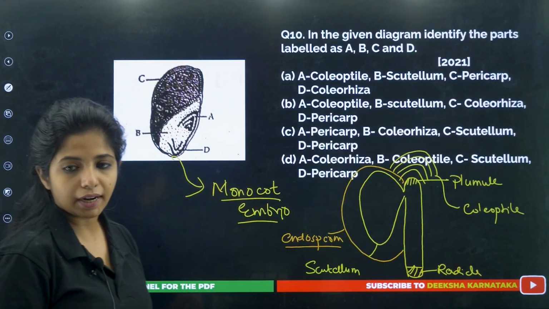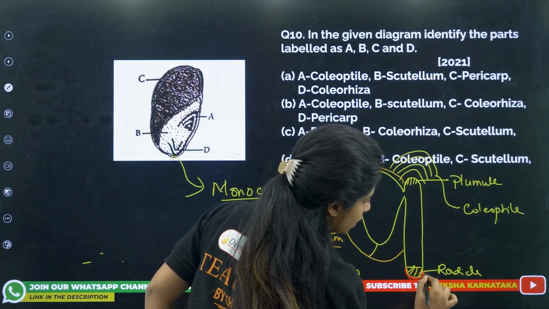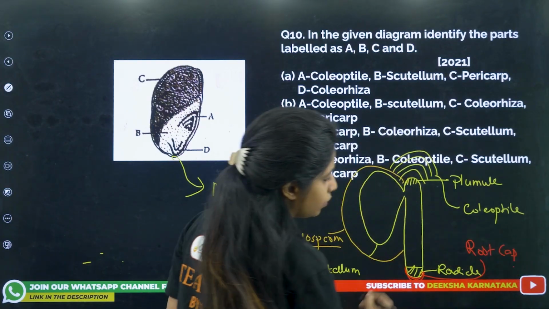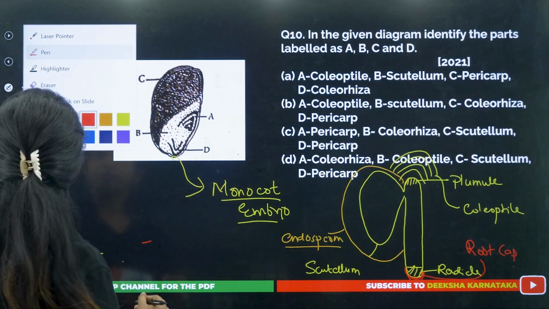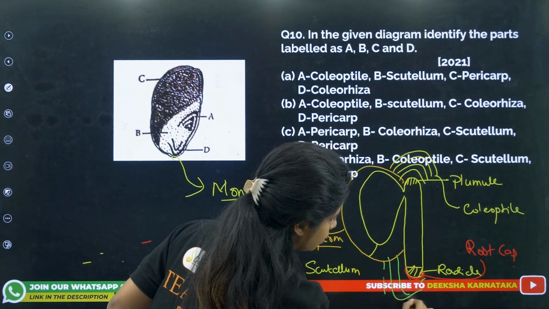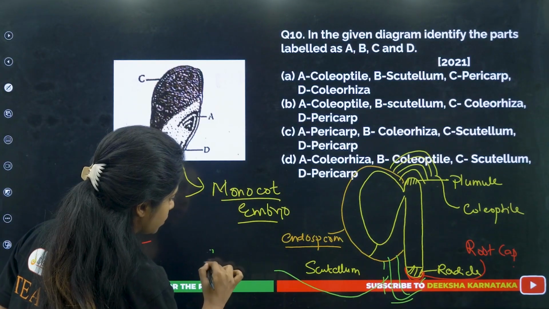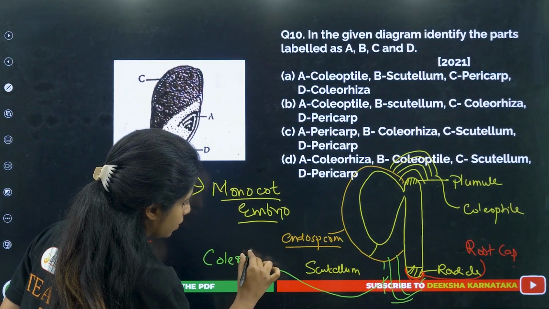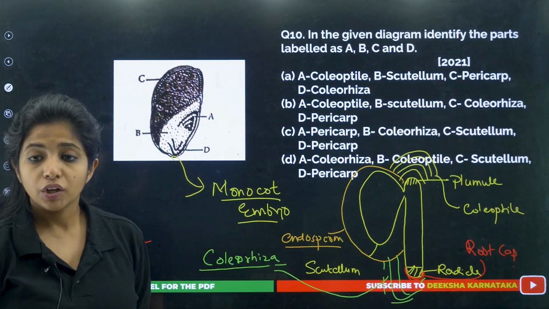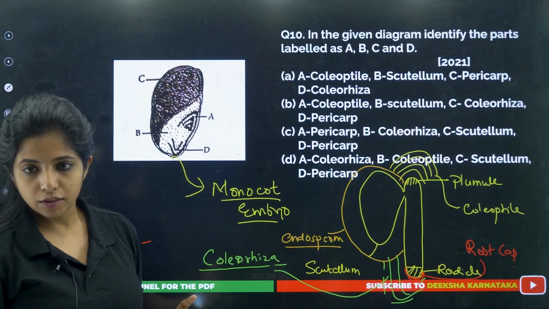Now the radicle is also covered by something known as root cap. And there is a covering for this also, which you call coleorhiza. So this is the whole structure.